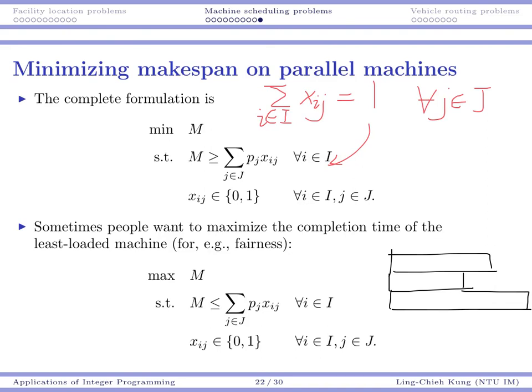So that's about scheduling. We gave you two examples, one with a single machine with due dates, the other with multiple machines with makespan. There are obviously many more, but all you want to do is to use integer programming as your tool to formulate and deal with all those problems.